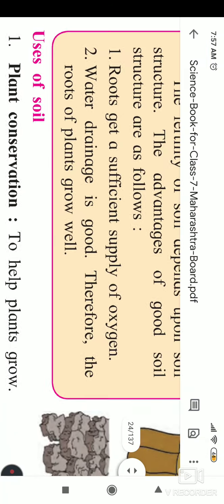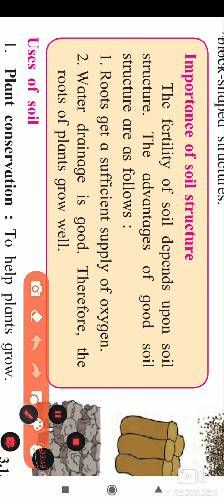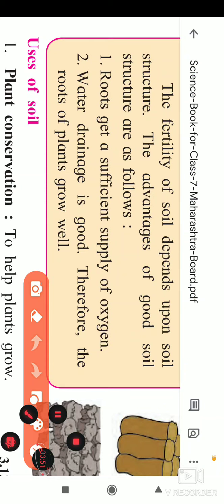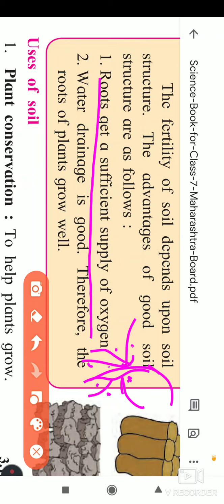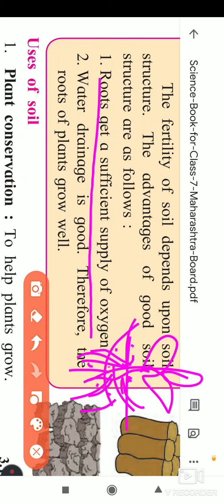First, if the soil is loosely packed, or has these different types of arrangement, the roots get a sufficient supply of phosphate. If the arrangement is granular, when the roots grow inside it, the granules are loosely packed with each other. So what happens? Air can flow in easily. Suppose this is a plant, and these are the roots downside. If the soil is arranged loosely, aeration can take place, and so the roots get a sufficient supply of oxygen.